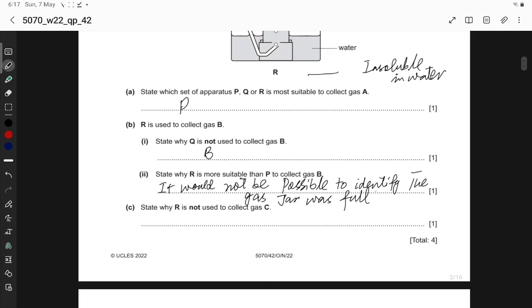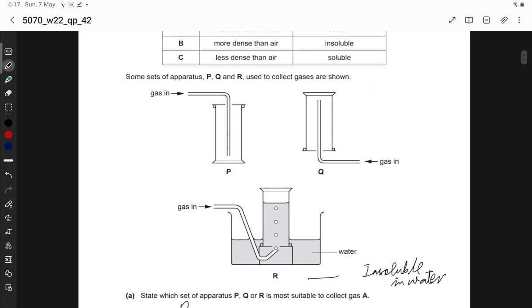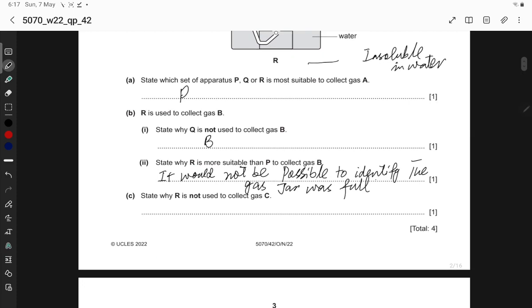C is soluble in water. So, that is why R is not used to collect gas C.